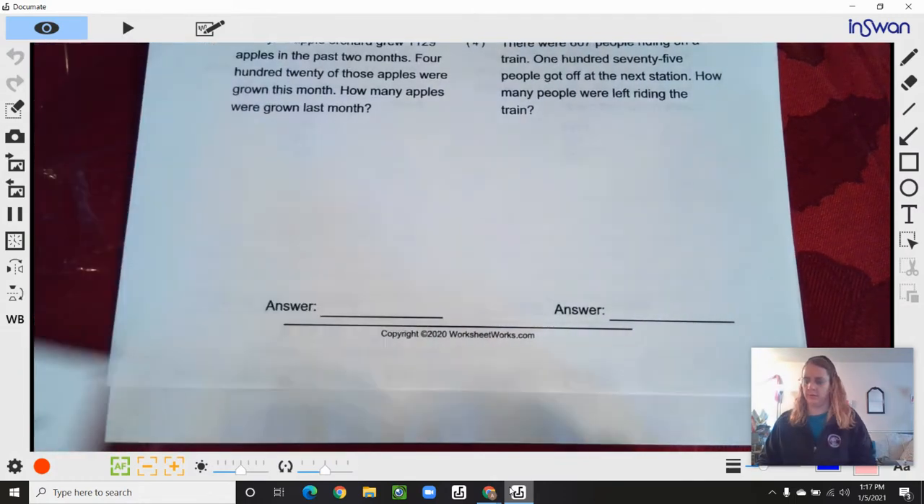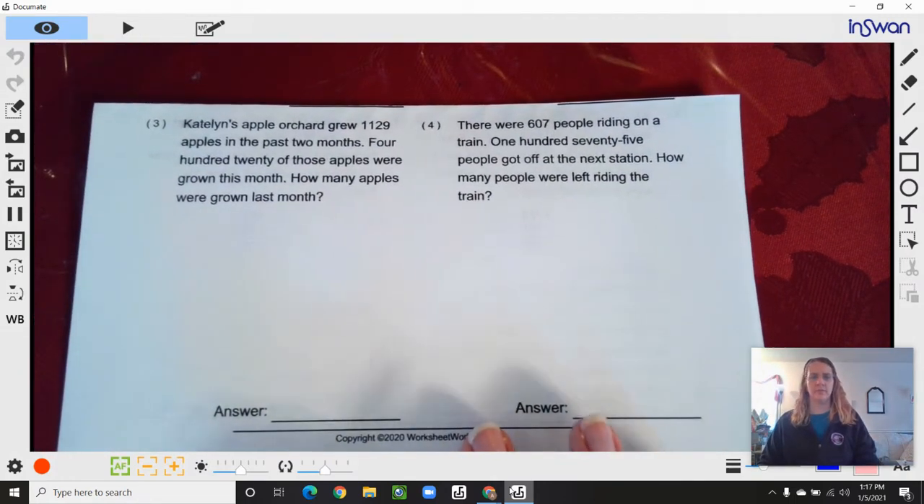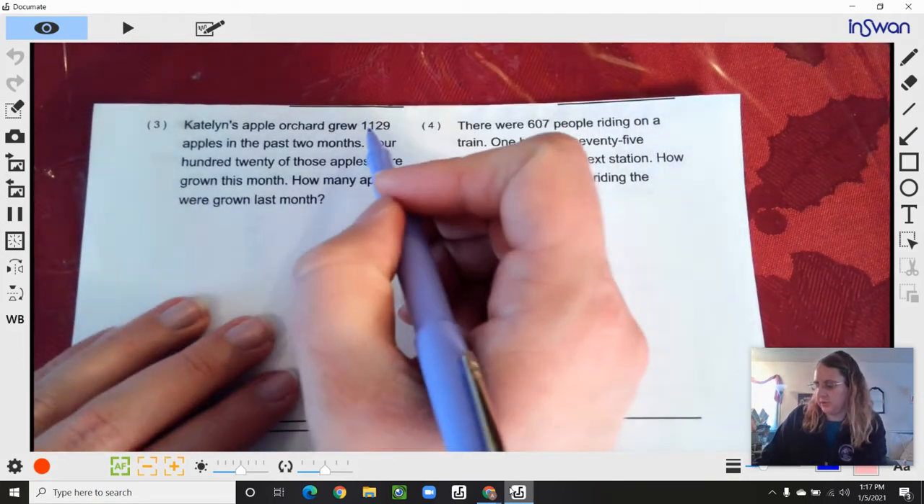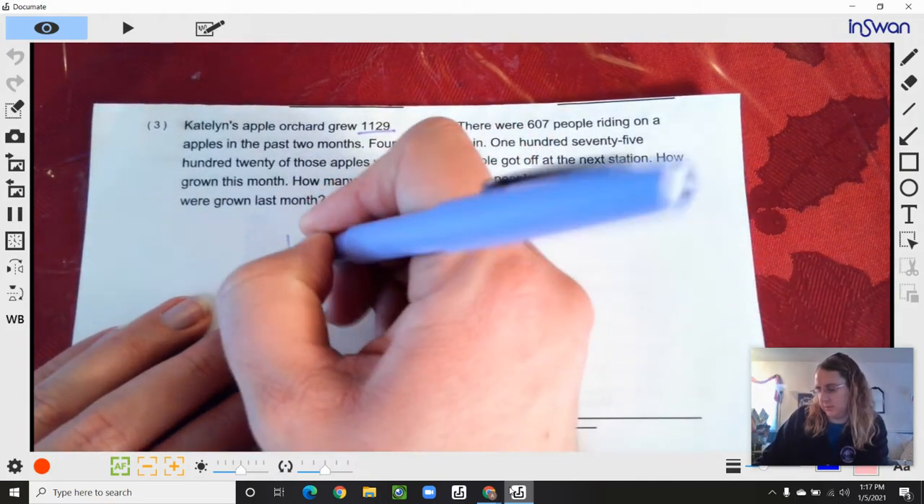Okay, we're going to look at a couple more questions. This third one says, Caitlin's apple orchard grew 1,129 apples in the past 2 months. 420 of those apples were grown this month. How many apples were grown last month? So I'm looking for my two numbers. My first number is 1,129.